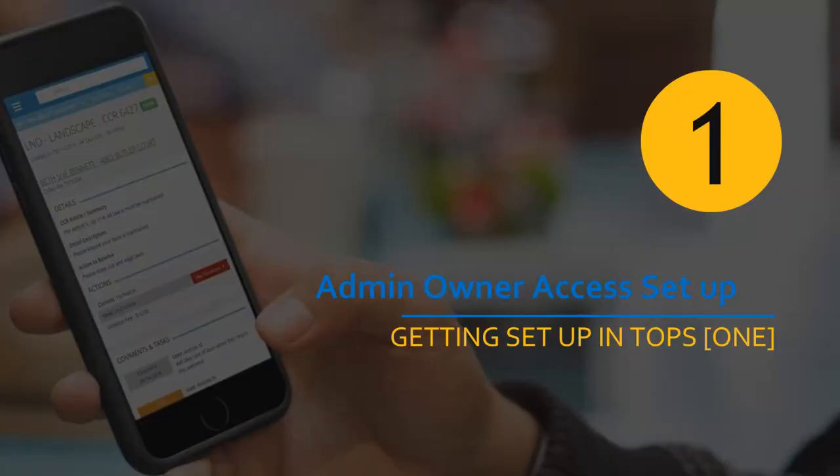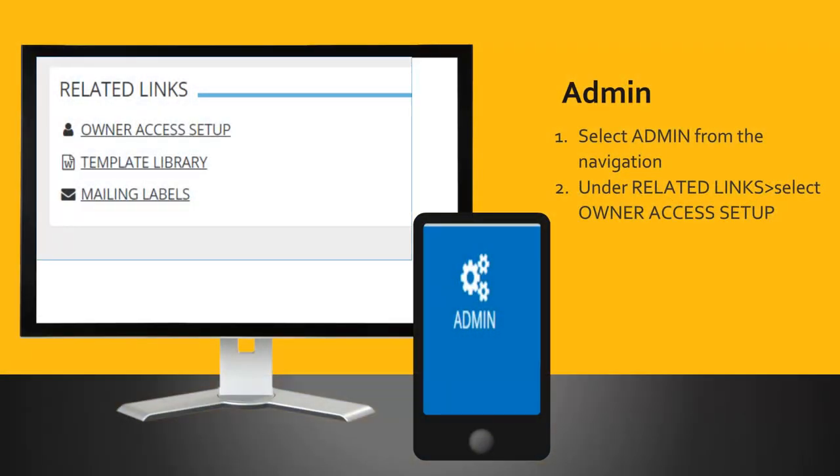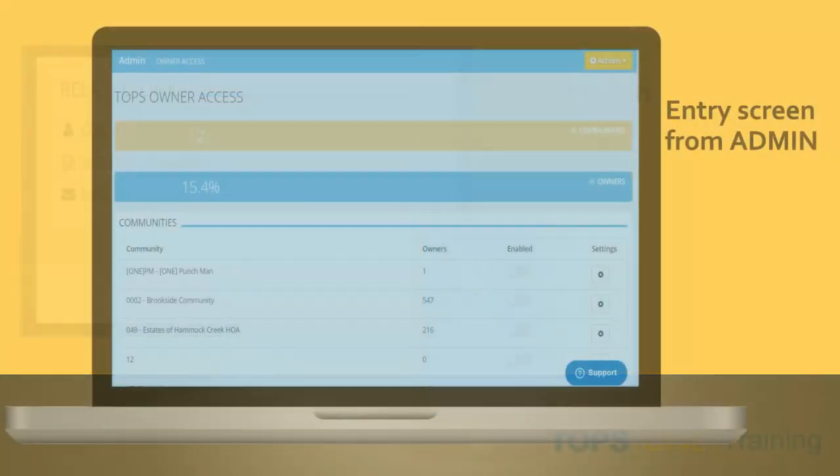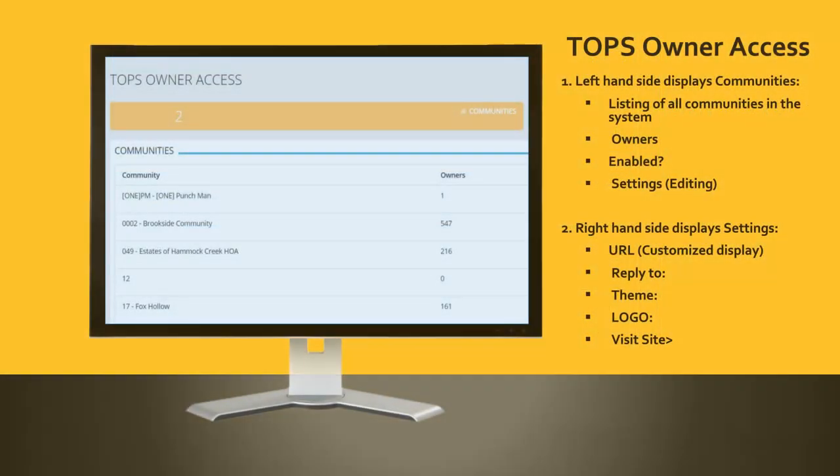Chapter 1, Admin Owner Access Setup. Selecting Admin from the left-hand navigation, scrolling along the right-hand side, under related links you'll find the Owner Access Setup. The Owner Access screen, as presented, has two KPI bars at the top, the Community listing, as well as the Settings area.